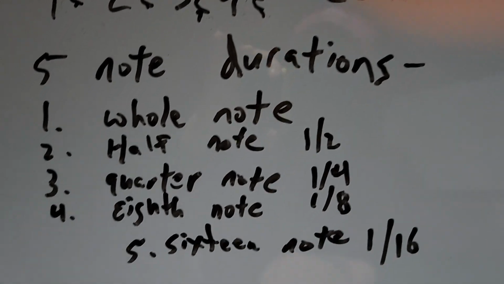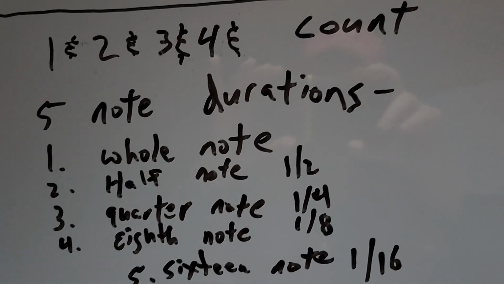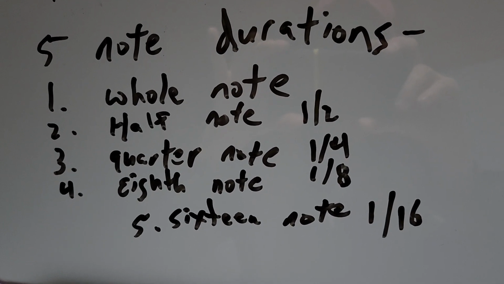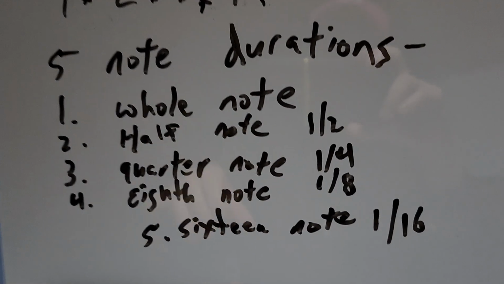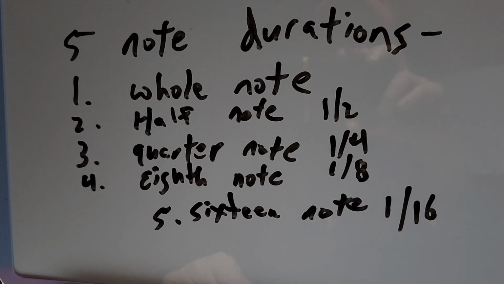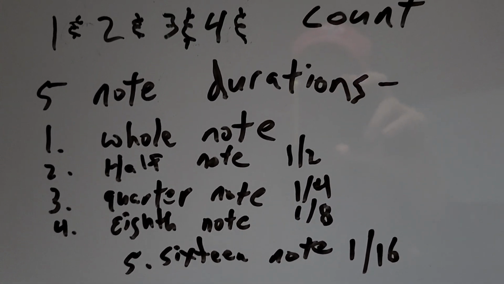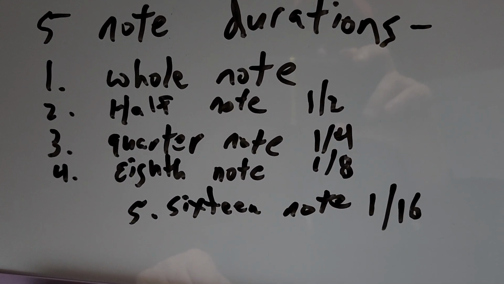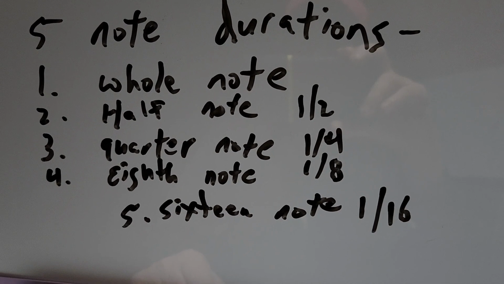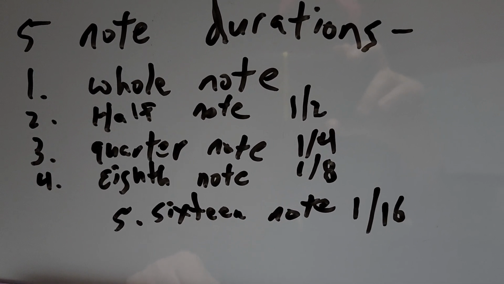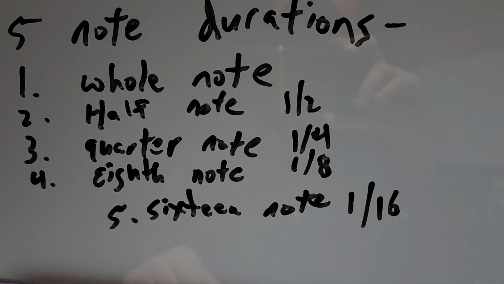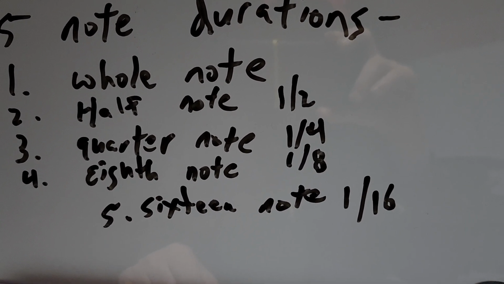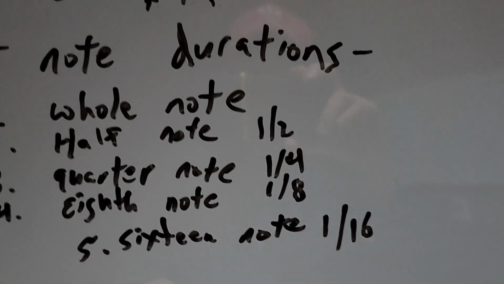Okay, then below that, under 1 and 2 and 3 and 4 and count, it says 5 note durations. All that means is we have 5 lengths of notes that we can play. We have a whole note, which is held for the whole count of 1 and 2 and 3 and 4 and. A half note, which is held for 1 and 2 and. Then a quarter note, which is held for 1 and. An 8th note, which is held for just 1. And a 16th note, which is held really quick. It's really fast. Let me give you an example.